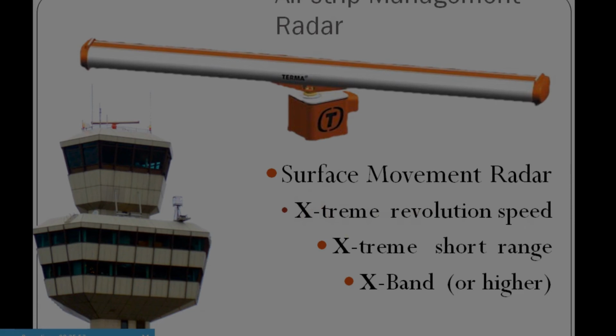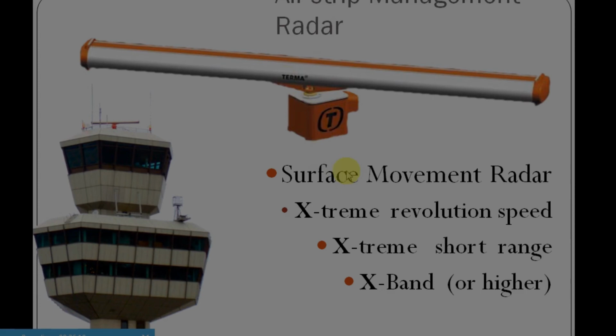They have very fast speed, they are rotating extremely fast. They also have a short range, meaning they only cover the airport area, only 2 kilometers. They are running on the X band, and these are basically airstrip management radar, ATC radar.